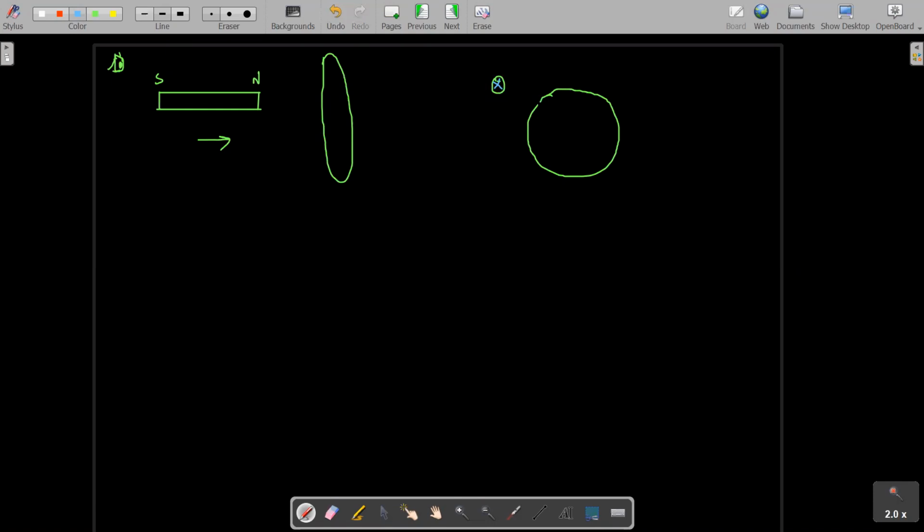So in which direction will this loop induce the current? Can you tell me? Clockwise or anti-clockwise? First option is anti-clockwise and second option is clockwise. Can you tell me in which direction this loop will induce current? See, this is the North Pole, and you can see that the North Pole is going towards this loop.